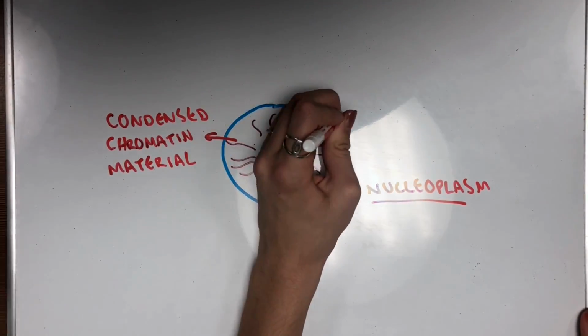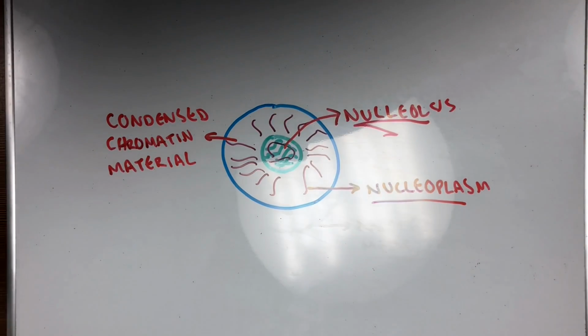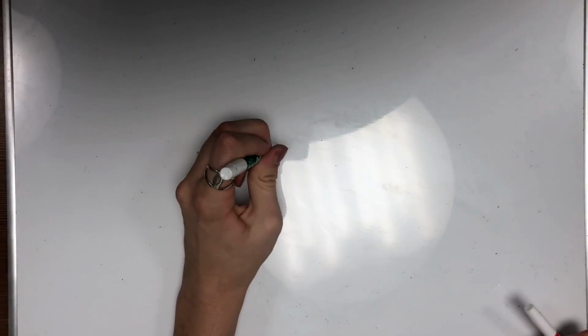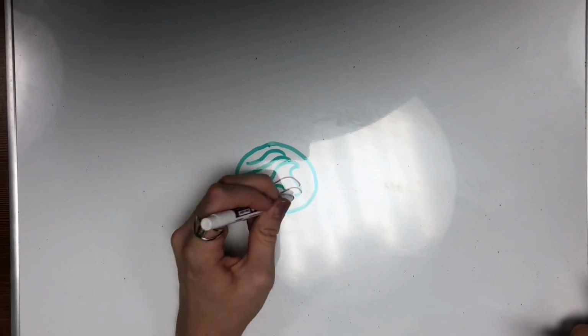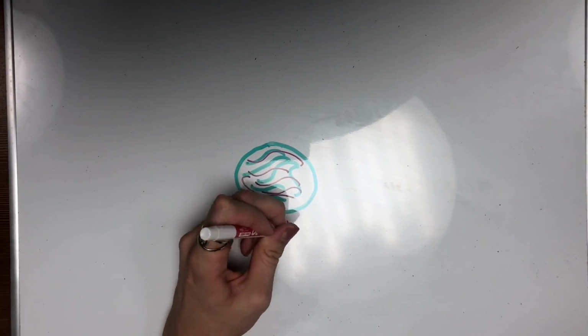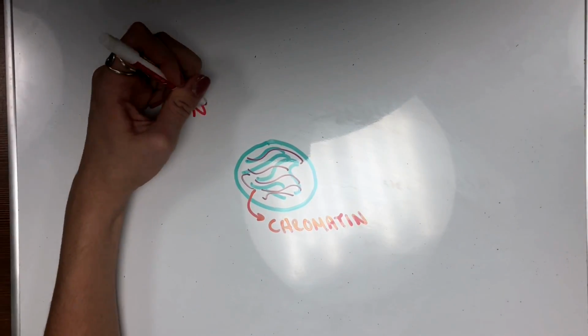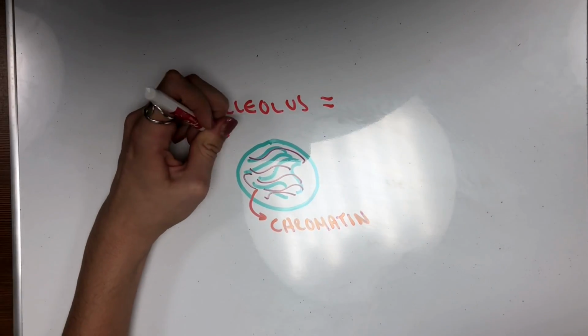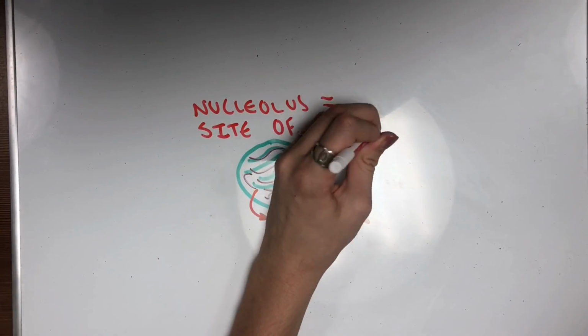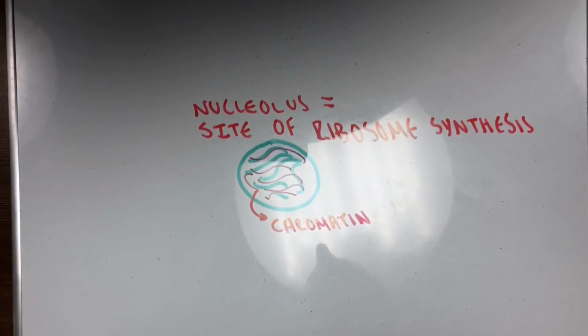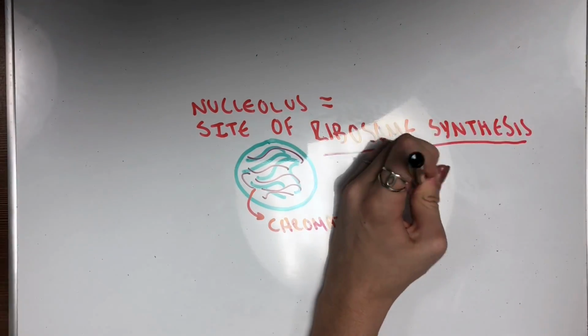And the biggest structure within the nucleus is the nucleolus, which takes up around 25% of the volume of the nucleus. The nucleolus is made up of proteins and RNA, but its main function is as the site of ribosome synthesis. But you might be asking yourself, well, what's that?